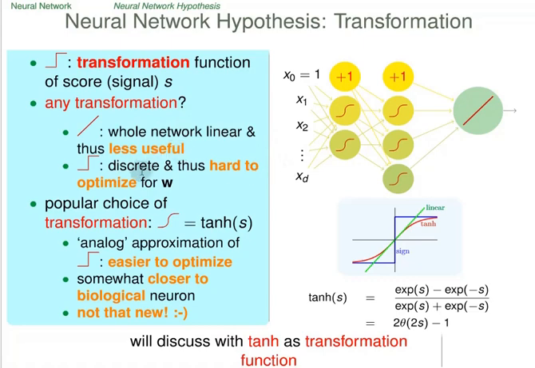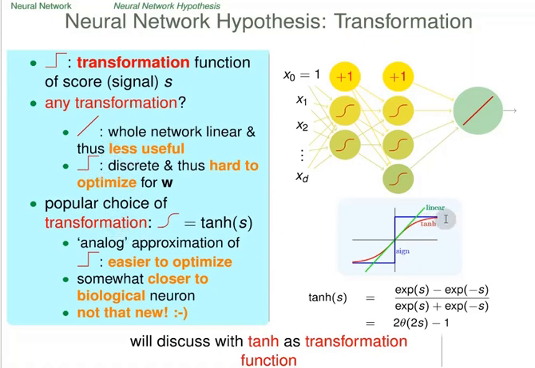Rather, we use only combinatorial methods and find the optimal weights. So the question is, can we use other transformation functions? Well, we can try to use identity transformation. However, if you use identity, the whole network will reduce to a single perceptron, a linear hypothesis.